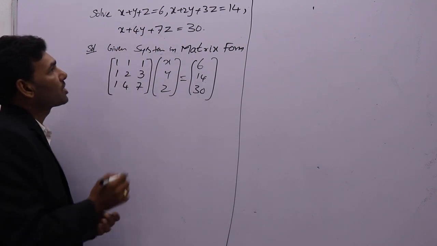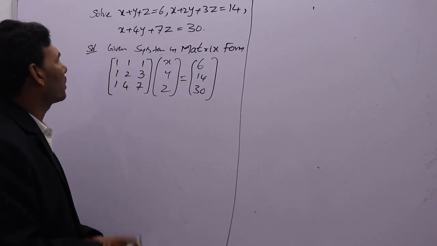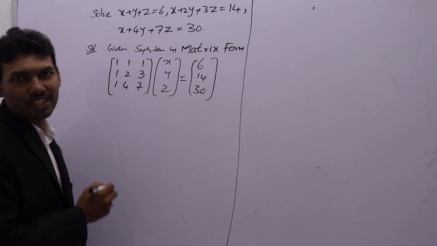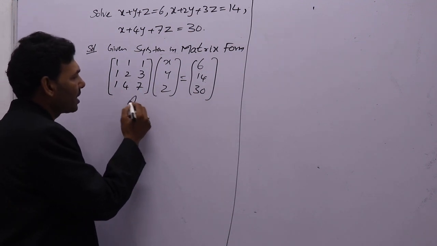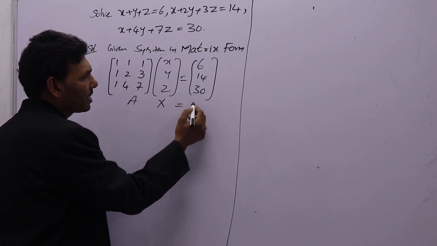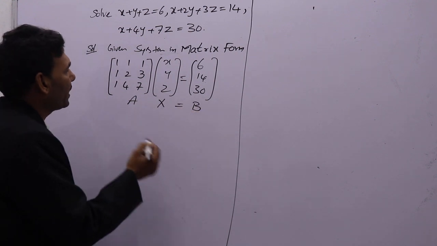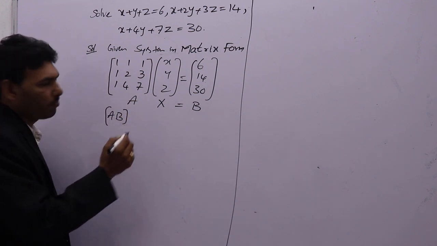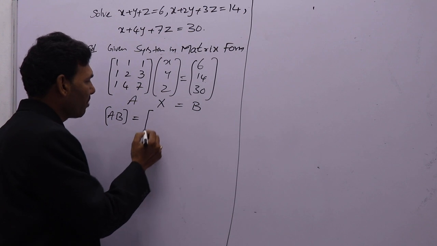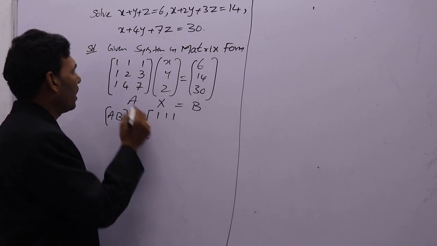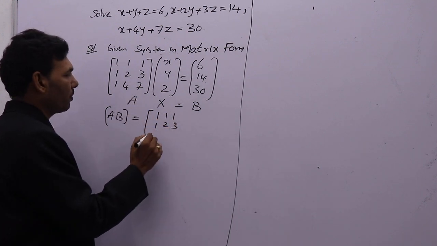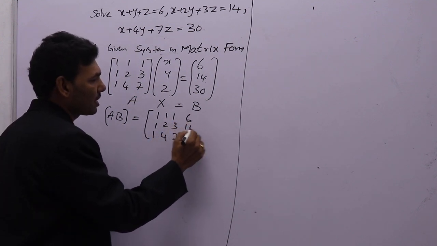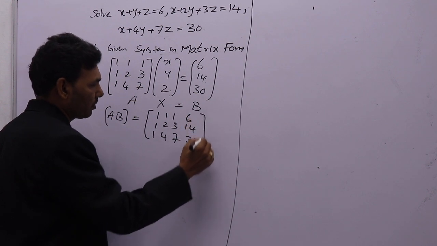So to solve this system of equations, as we discussed for the previous problems, in a similar manner, first we write the given system in matrix form like this. This is the A matrix, this is the X matrix, this is the B matrix. Now write the A and B matrices together in one matrix, called matrix AB. So here the A matrix first: 1 1 1, 1 2 3, 1 4 7. Next the B matrix: 6 14 30.